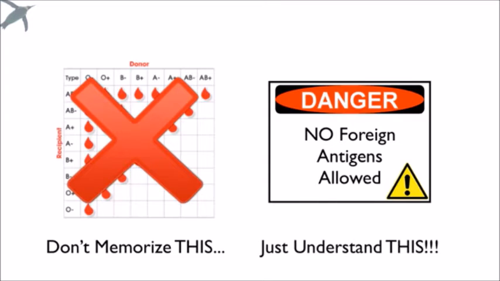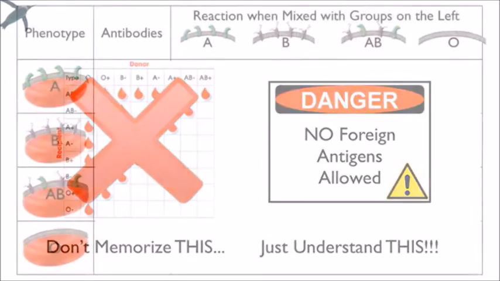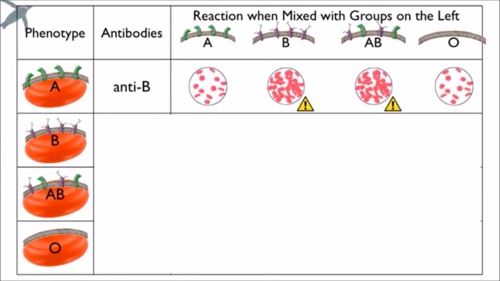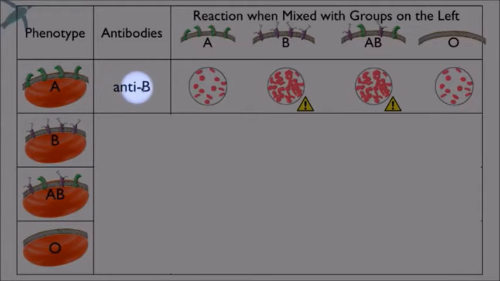But now we get to the point where you don't have to memorize this anymore. All you have to understand is that no foreign antigens are allowed. So what we're going to do is we're going to take all 4 blood types, we're going to mix them with the other blood types, and we're going to understand what happens and why some mixes are allowed and some are not. So for a person who has antigen A, the B antigen is foreign, and they have antibodies against the B antigen. So we're going to mix this blood with blood type A, and of course there's no problem, right? That's their blood type.